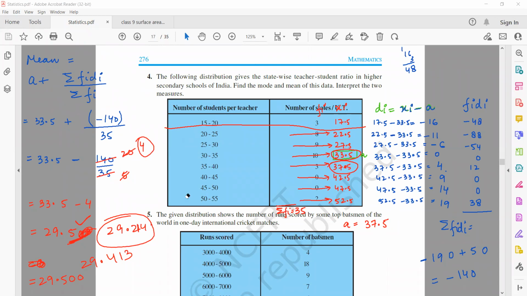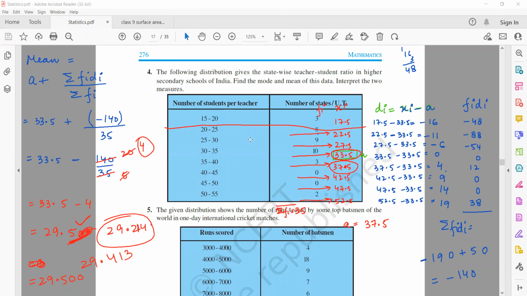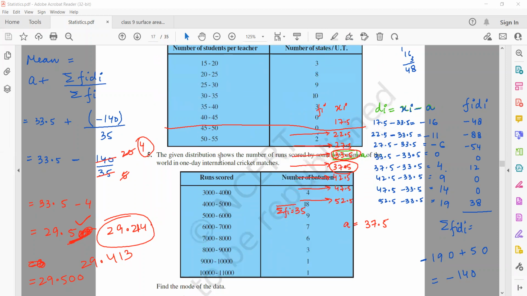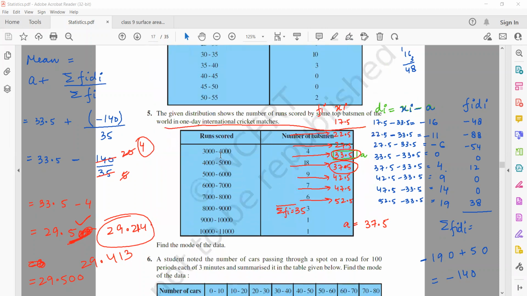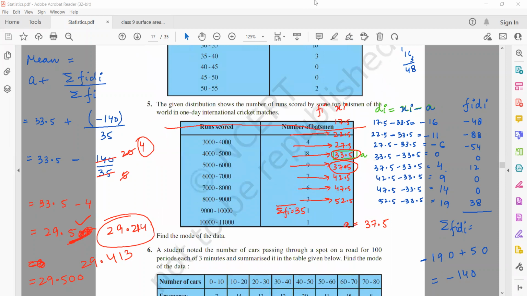Okay, so now next question. You will try it in your homework. I am giving you, just wait. Question number 5, please note the homework. Question number 5, you just have to find the mode of this data that you can do. Clear, Martin? Yes, ma'am.